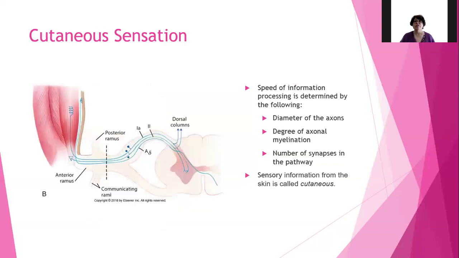So cutaneous sensation is information from the skin. And the speed of information processing that we're getting from our skin depends on the diameter of the axons. We've talked about this before. Larger axons transmit faster. And the degree of myelination, more myelinated axons transmit faster. Also, the other factor is the number of synapses in the pathway. It's like taking a flight with a lot of connections. It's going to take you longer to get there than a direct flight. So the more connections, the more synapses, the longer it's going to take the information to get where it's going.